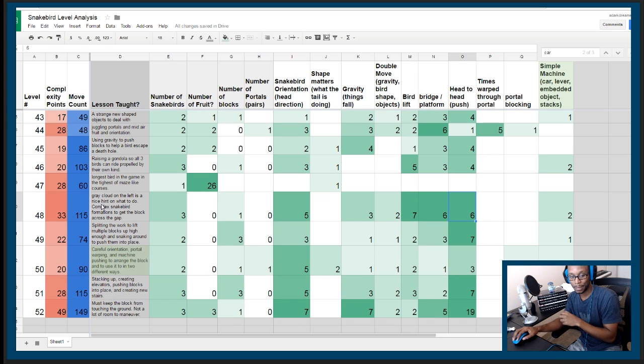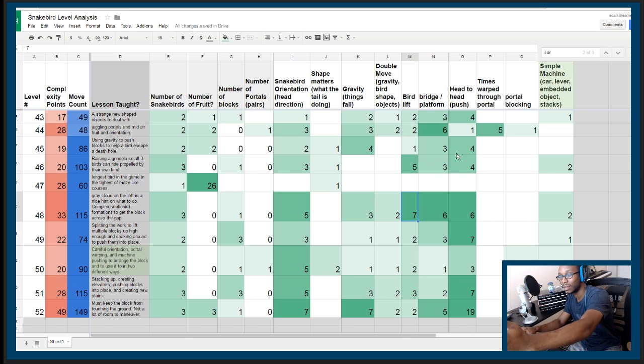48, which is one of the star levels in the game. 6, 6, 7. You do so much lifting, so many bridges and platforms, and so much head-to-head pushing when you're manipulating these blocks and fruits with 3 snakebirds. Like, this level is quite complex, and this is why it's complex. Not only are you doing more things in the level because it has a score of 33, not only are you doing more things, not only does it take you 115 moves in an efficient manner to get it done, but some of the moves that you do are these really complex ones.